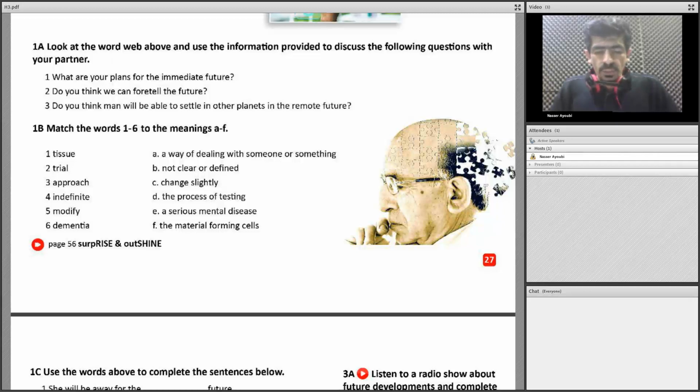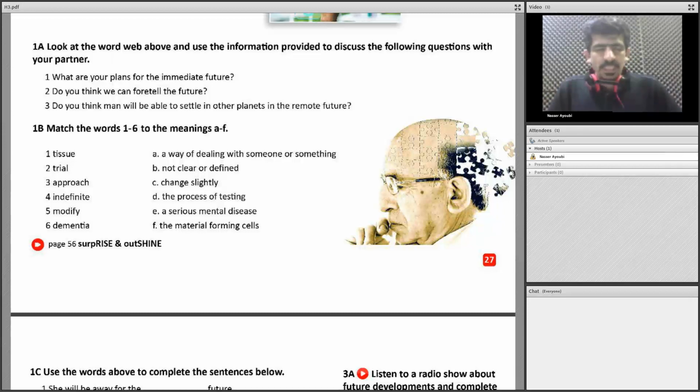Number 3 is approach. Approach matches with a way of dealing with someone or something. Number 4, indefinite. You can find the meaning in B, not clear or not defined, vague, unclear. Number 5, modify. Modify is defined in C, change slightly. Change something slightly in order to adapt with something.